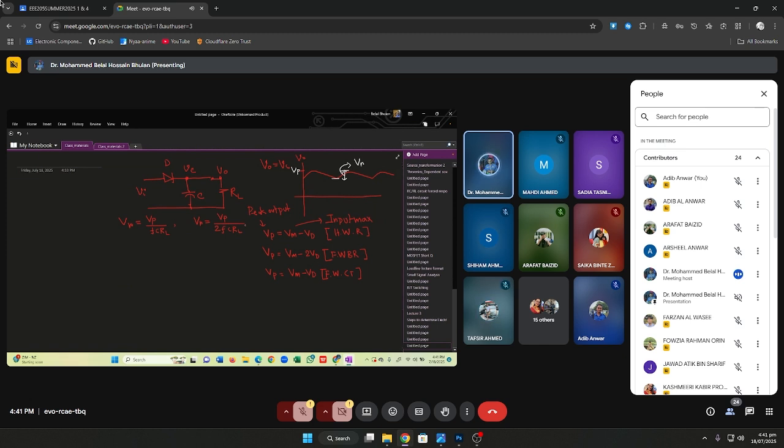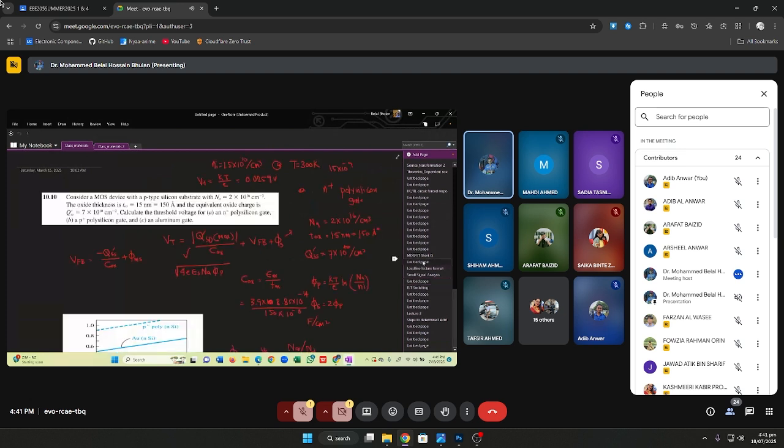You know why we have 2Vd for the full wave bridge rectifier? Because in each cycle the signal passes through two diodes. While for the others there is only one Vd, because the signal passes through one diode. For example, let's say I have this diagram somewhere here. Let me find it.